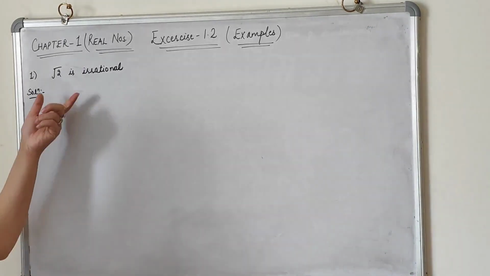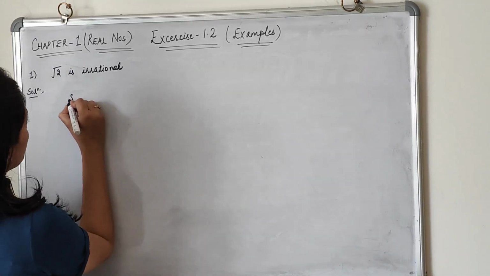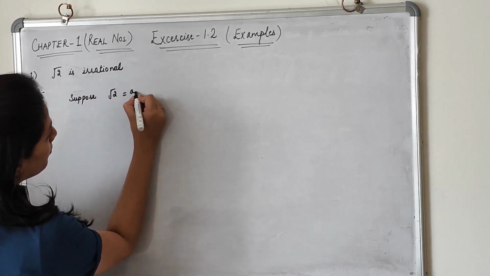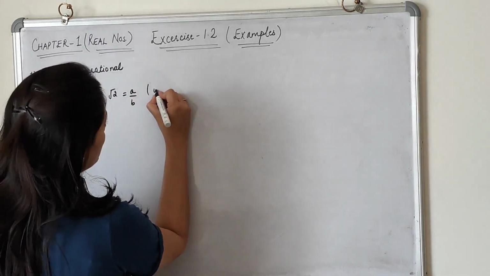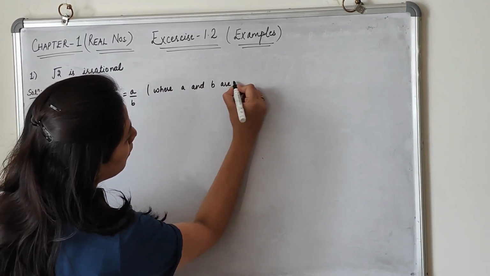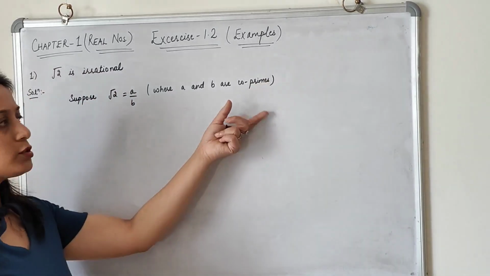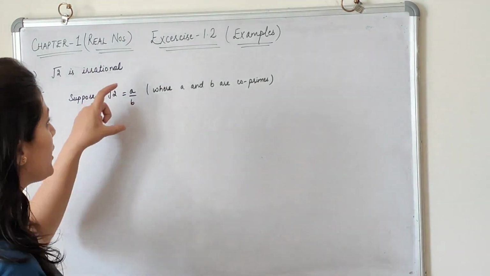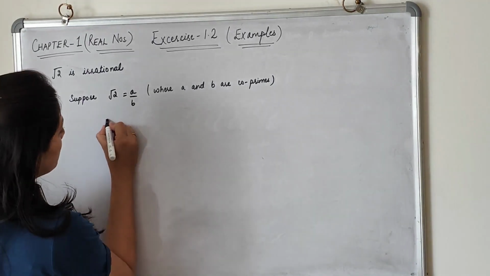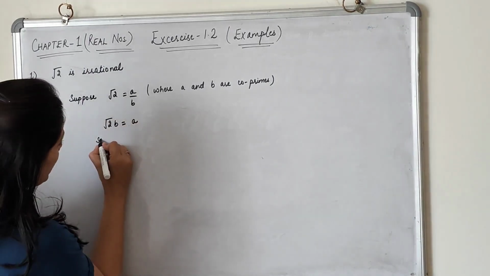Question number 1, prove that root 2 is irrational. Suppose root 2 is a rational number, where A and B are co-primes. What are co-prime numbers? Co-prime numbers are those numbers whose HCF is 1. Right? Can we write this as root 2 B is equal to A?